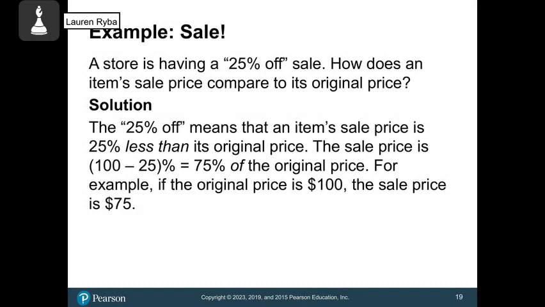A store is having a 25% off sale. How does an item's sale price compare to its original price? Well, 25% off means 25% less than. So we're going to take the 100 minus the 25 and get 75% of the original. So 25% less than is 75% of the original. And then, for example, it says if your original price was $100, the sale price would be $75.